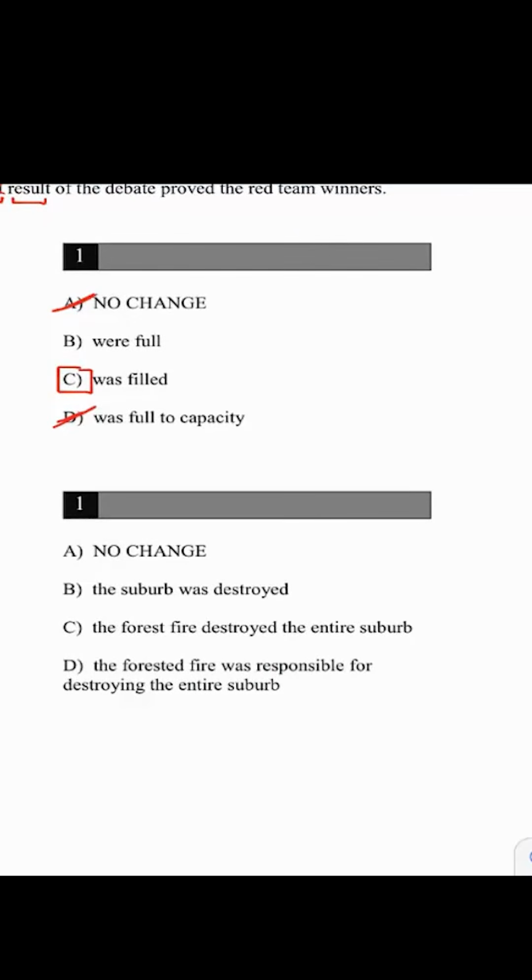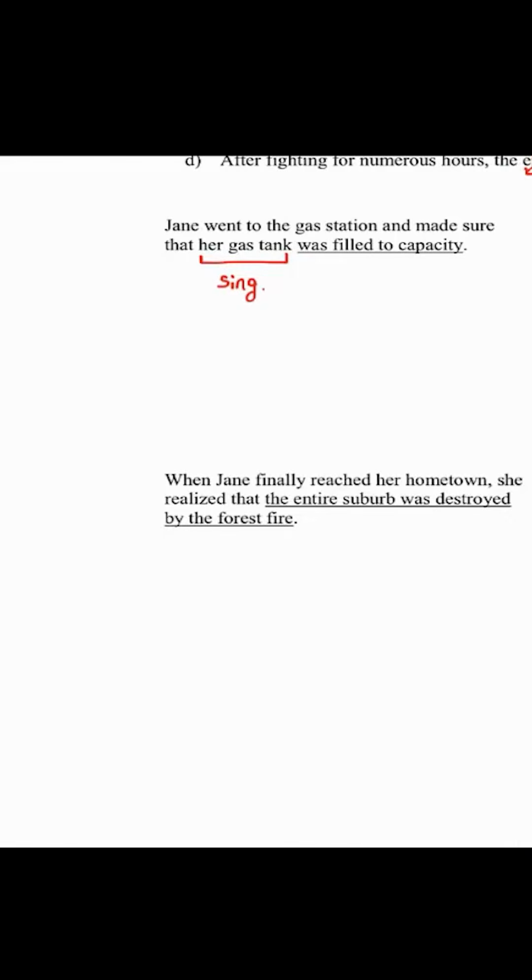I guess they're all number 1, so don't worry about the numbers. But the first number 1. Okay. The second number 1. When Jane finally reached her hometown, she realized that the entire suburb was destroyed by the forest fire.